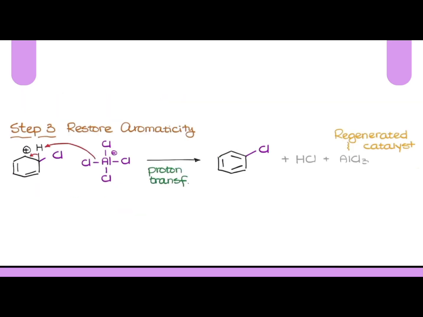And then finally, we are going to restore the aromaticity by removing the proton from our carbocation intermediate. The leftover catalyst, aluminum chloride, that now holds an extra chlorine atom helps with this step. The proton is removed and we end up with the final product, chlorobenzene, along with the regenerated catalyst, which is the aluminum chloride, and hydrogen chloride as the byproduct.